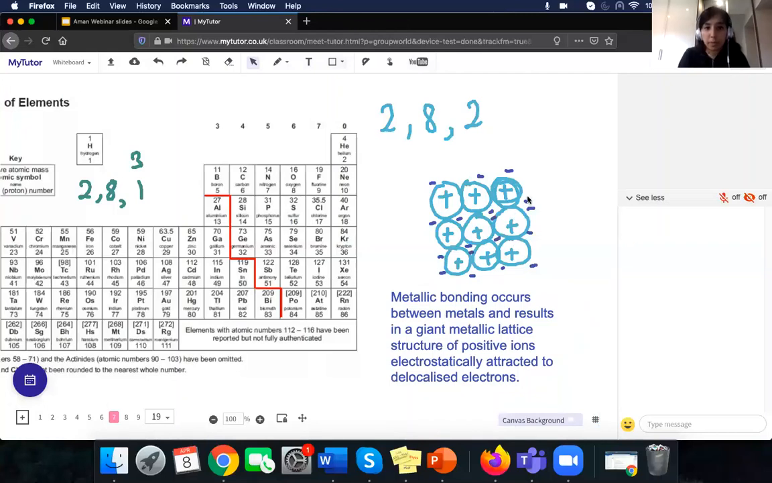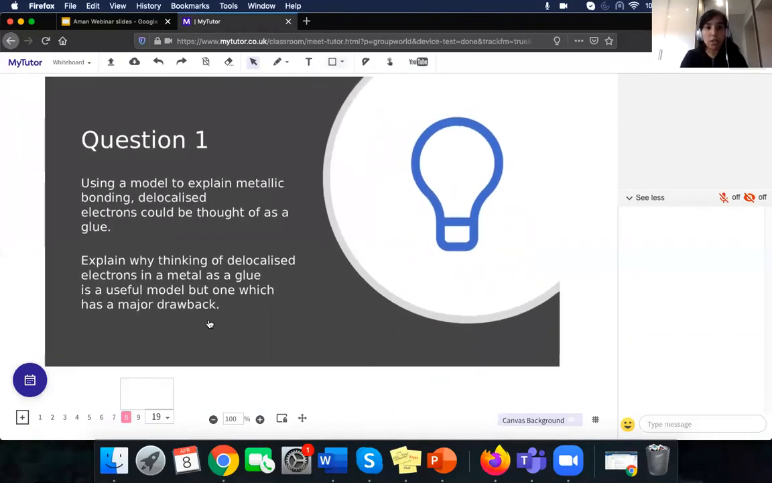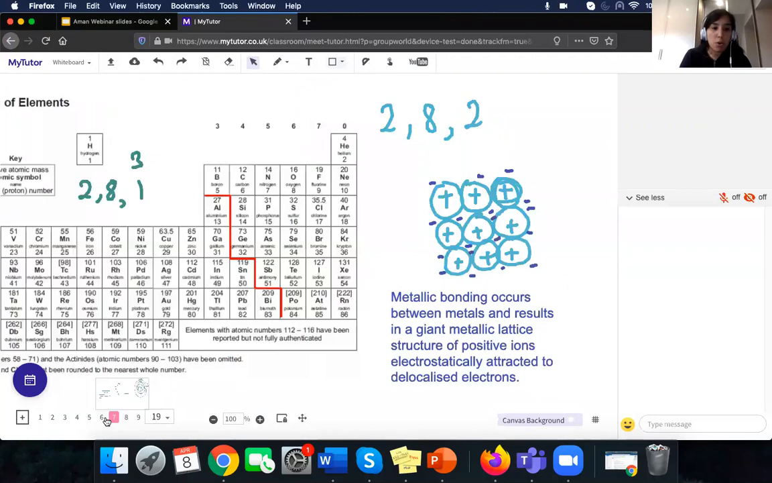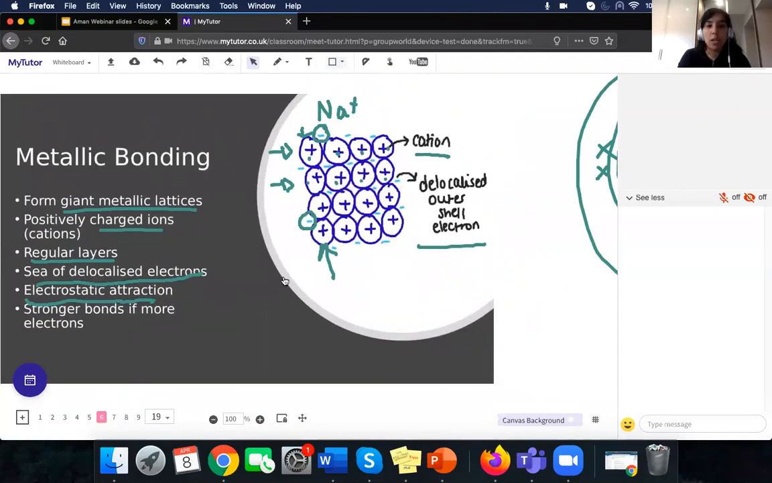So the next thing I want to do is look at some exam questions then. So we've covered now metallic bonding, fullerenes, and we looked at silicon dioxide. So let's go on to some exam questions. So this week's question here on metallic bonding. Using a model to explain metallic bonding, delocalized electrons could be thought of as glue. Explain why thinking of delocalized electrons in a metal as glue is a useful model, but one which has a major drawback. So if we go back to our diagram on metallic bonding, we've got sodium there.